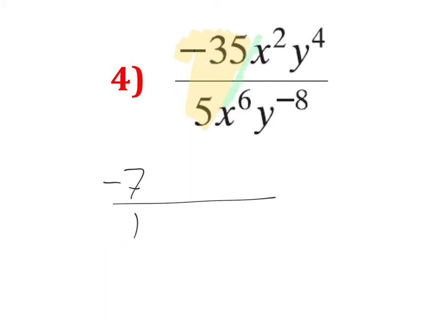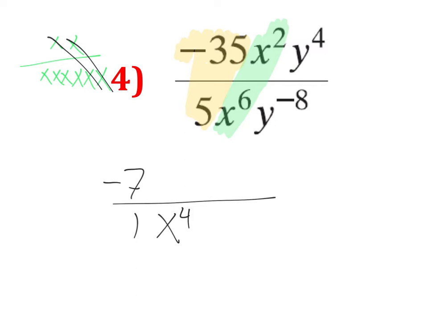Next, I have x squared up top and x to the sixth down below. X's will only interact with other x's here. If I were to write this out in expanded form, I have 2 x's up top and 6 x's down below. So if I were to write this in expanded form, that's what it would look like. Now if I cancel away some x's here, looks like I'm going to have 4 x's remaining in the bottom.